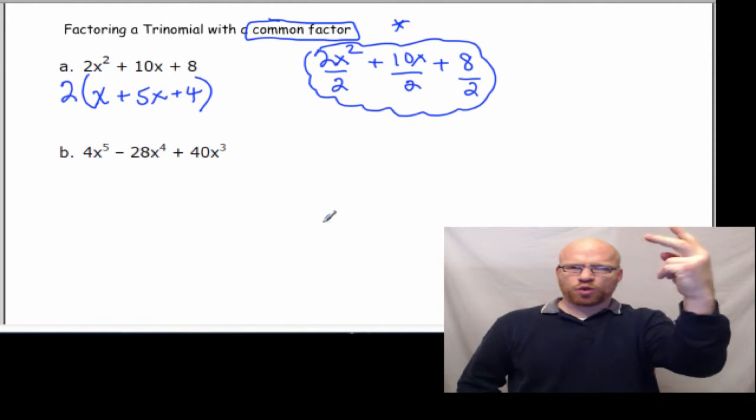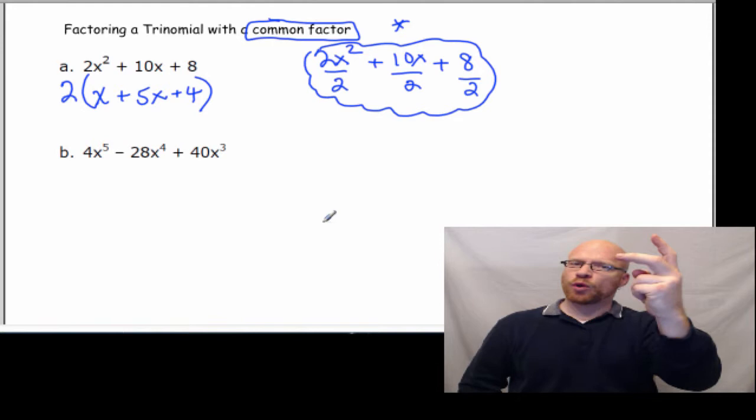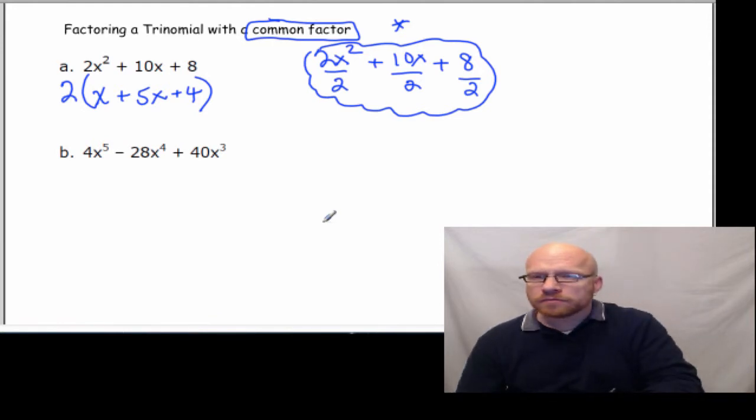Okay, now we can see 2x squared divided by 2 is x. Oh, I'm sorry, I forgot my x squared. Hold on.